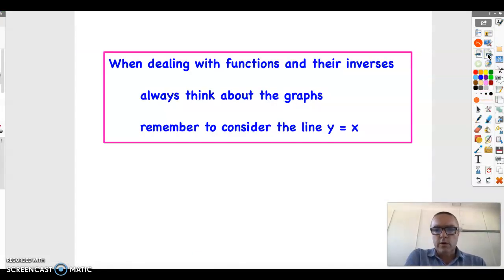So one thing I want to highlight in this video is in all questions or problems when we're dealing with functions and their inverses, it's really useful to be able to either look at a graph or to sketch a graph. This is one reason why sketching skills are really important, that you develop those. The second thing is to remember to consider that line y equals x, that reflection, and having a look at the inverse. It helps us identify exactly what that inverse function is.